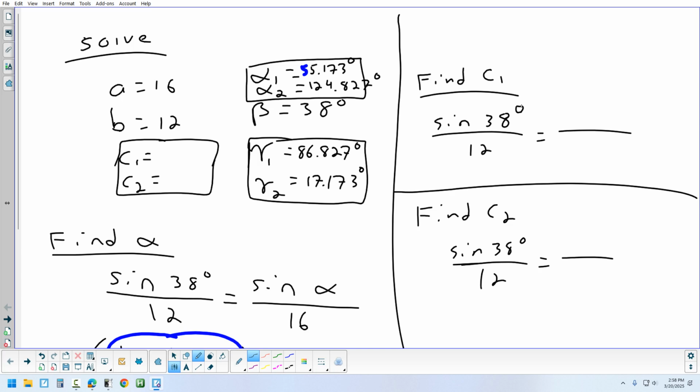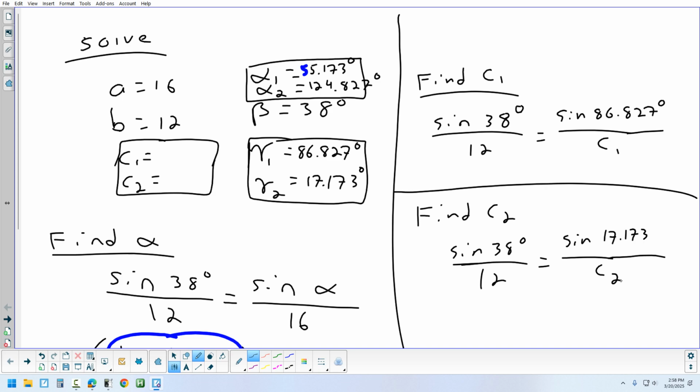Sine 86.827. And you said over what? Over C. Can you be more specific? C1. Yep. And how about when you set it up for C2? Sine 17.173 over C2.